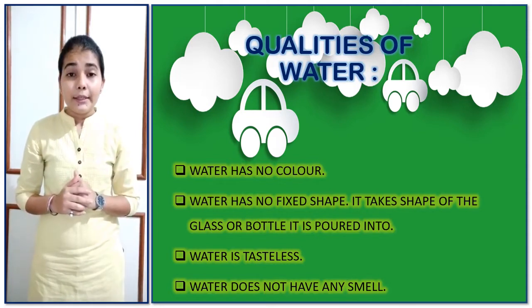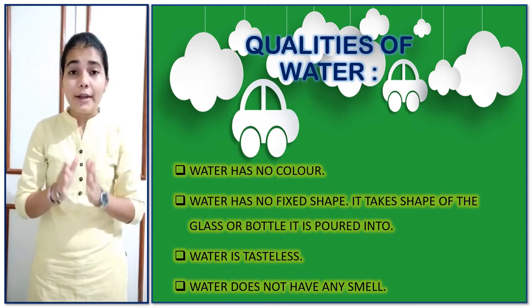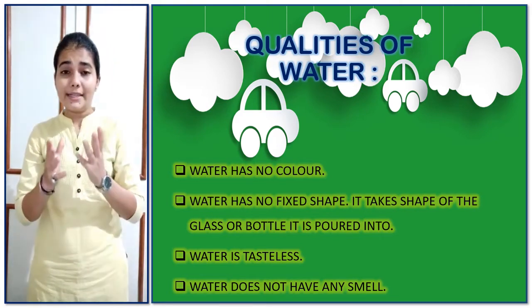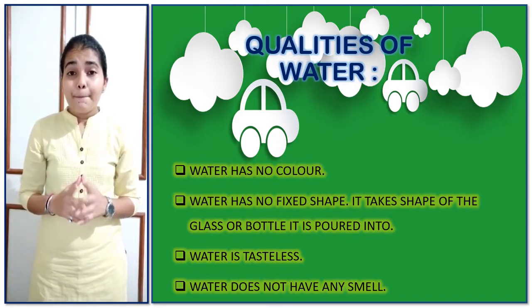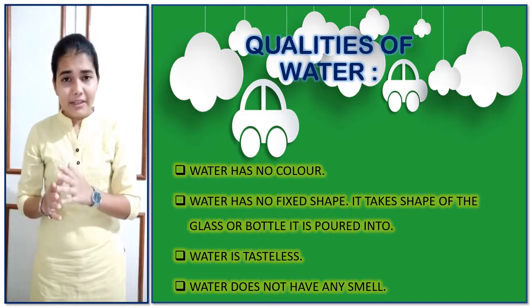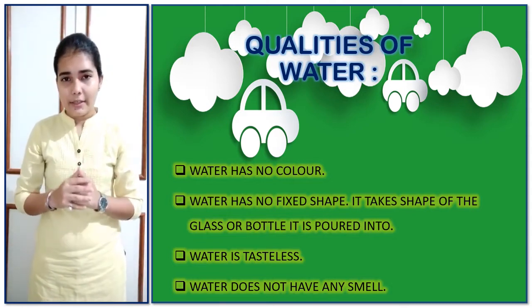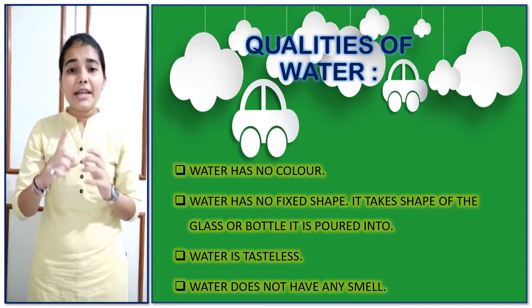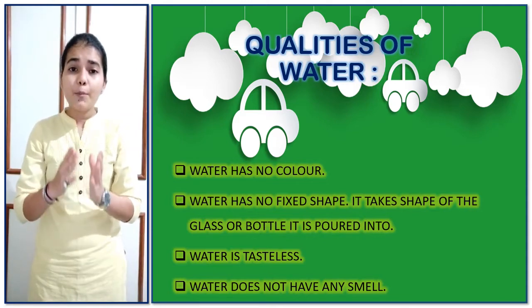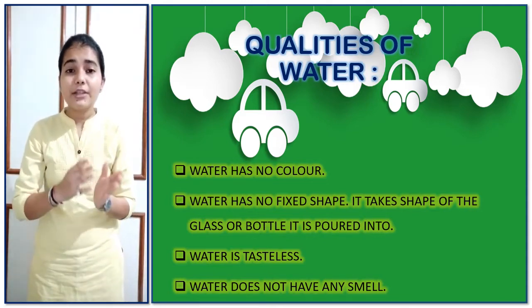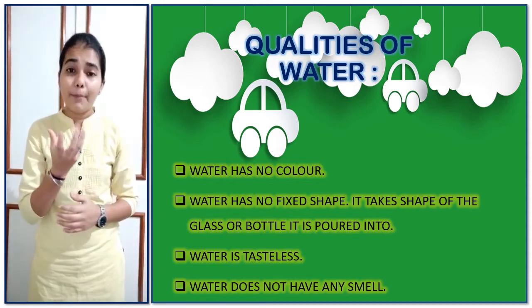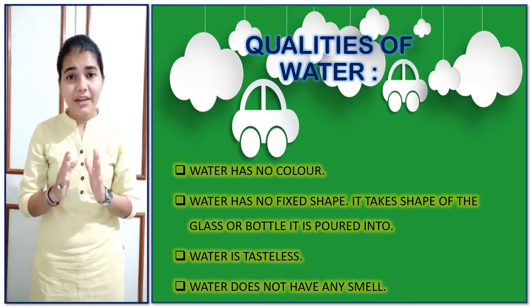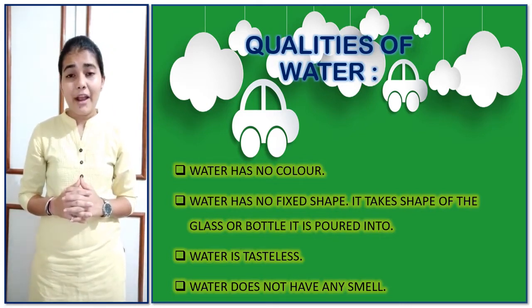Then the second point, that water does not have a fixed shape, right? You can't say that water is a rectangle or a square or a circle, right? Why? Because when you pour it in different vessels, it will take the shape of that particular vessel. For example, if you pour water in a glass, then it will take the form of that glass. If you pour it in a bottle, at that time it will take the shape of that bottle. If you pour it in a bowl, then it will take the shape of the bowl, right? So, in this way we can conclude that water does not have any fixed shape.